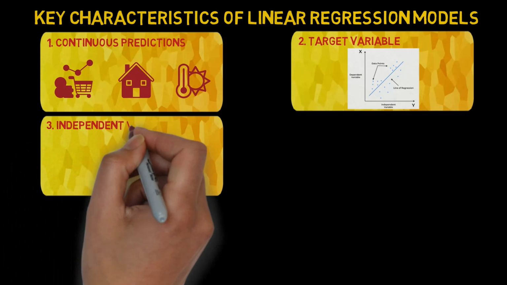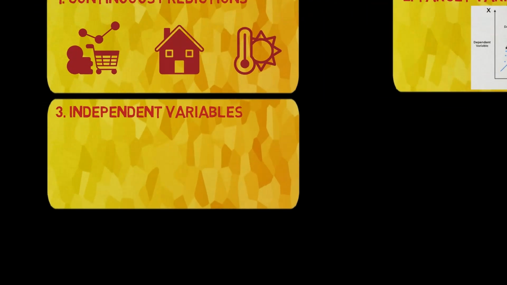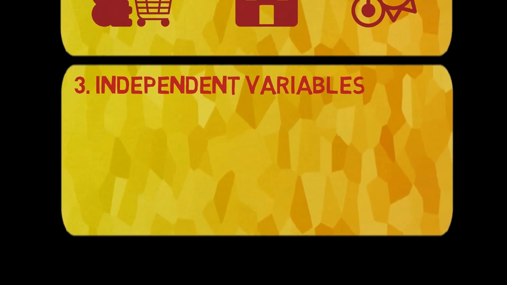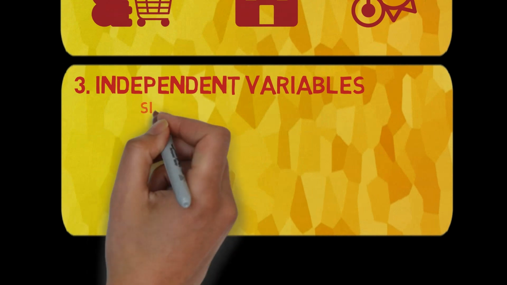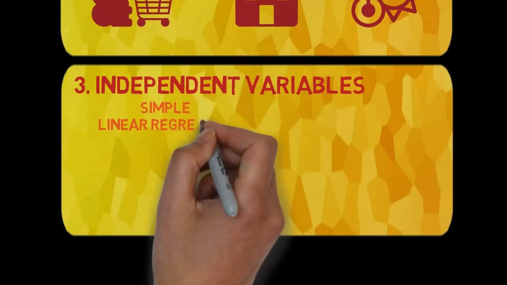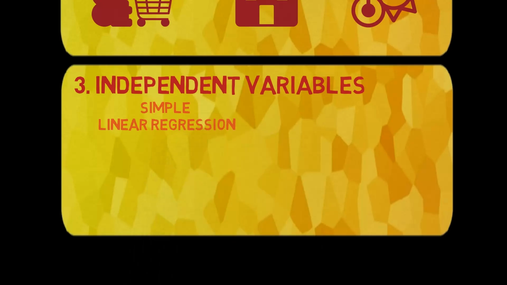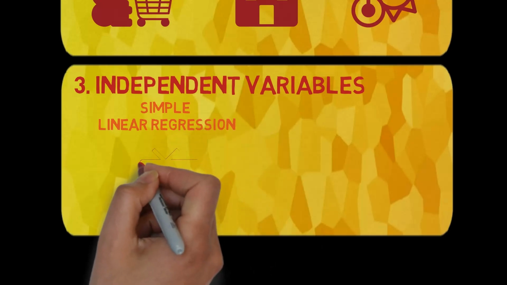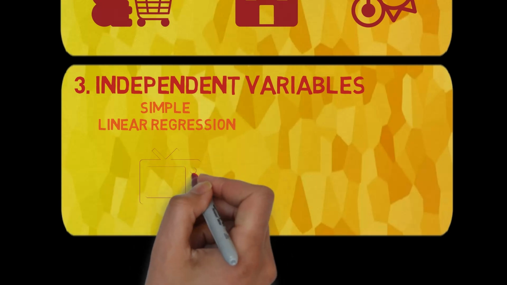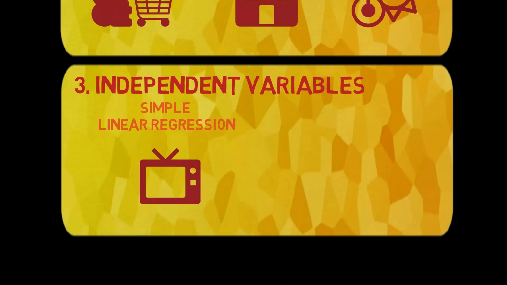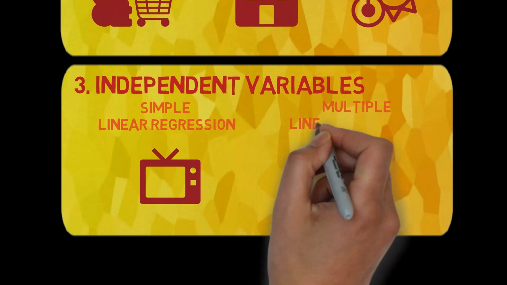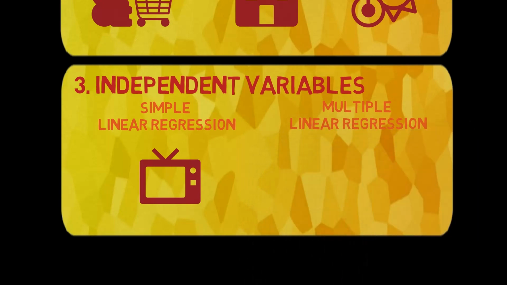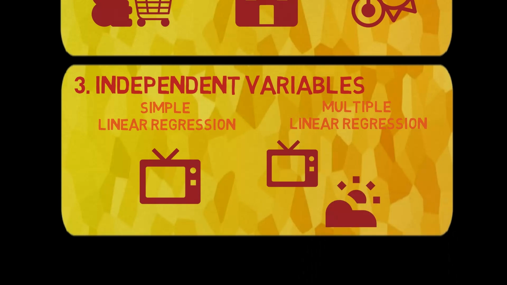3. Independent variables, features. Linear regression uses one or more independent variables to make predictions. These can be simple linear regression, one independent variable, for example, predicting revenue based solely on ad spend. Or multiple linear regression, multiple independent variables, for example, predicting revenue based on ad spend, seasonality, and market trends.